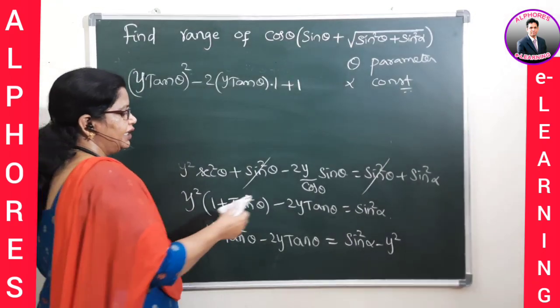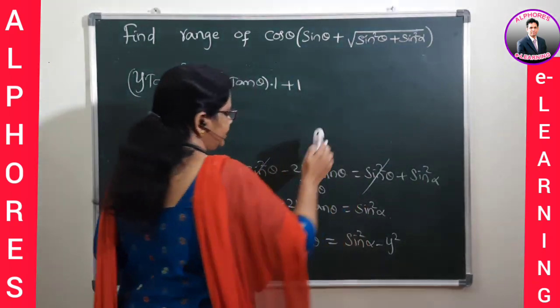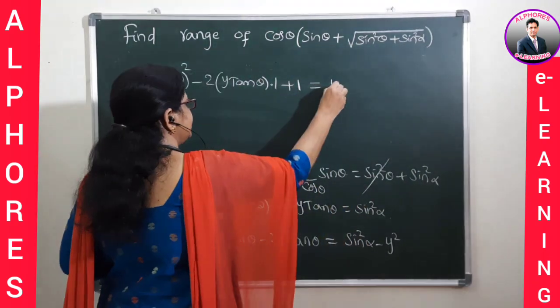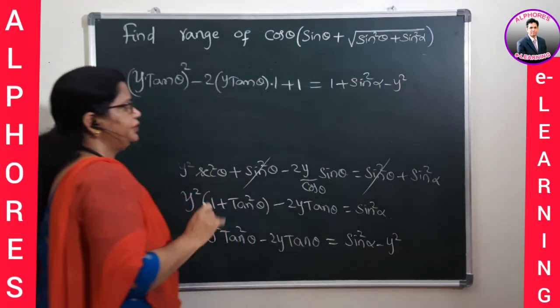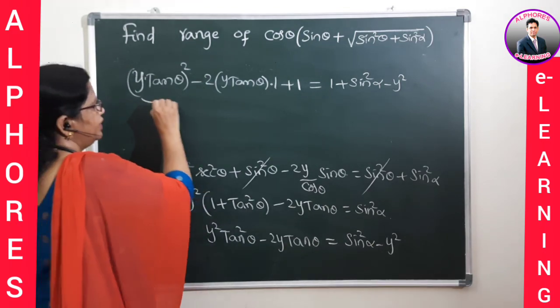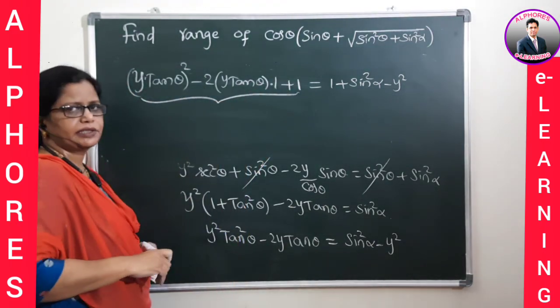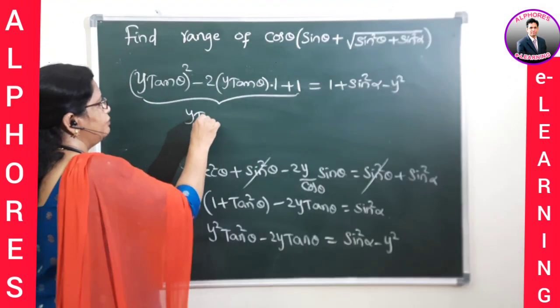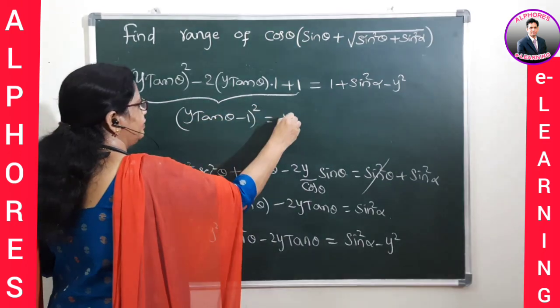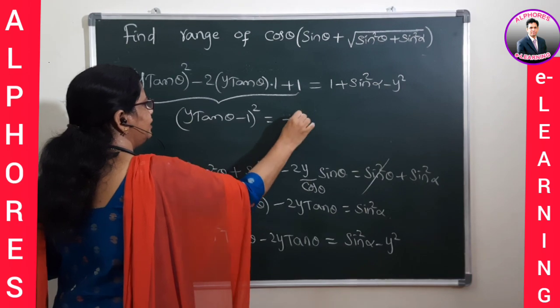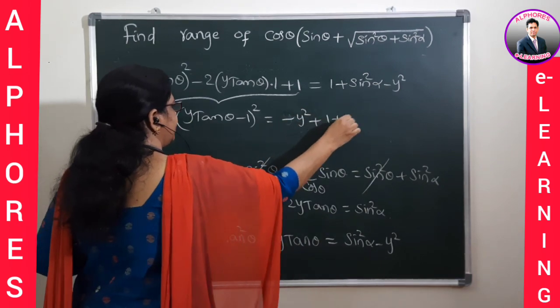And this side, what is the value here? It is equal to 1 plus sin square alpha minus y square, right? And now you got it in this way, this is nothing but a perfect square. So y tan theta minus 1 whole square, you got how much, students? It is minus y square plus 1 plus sin square alpha.